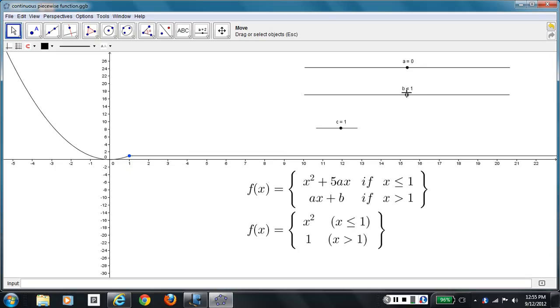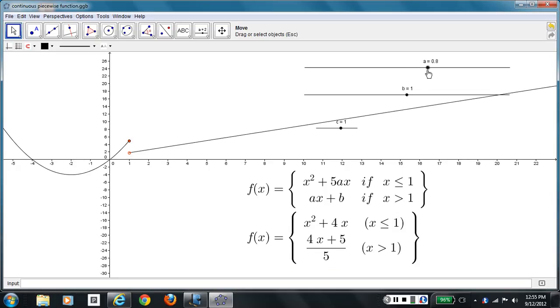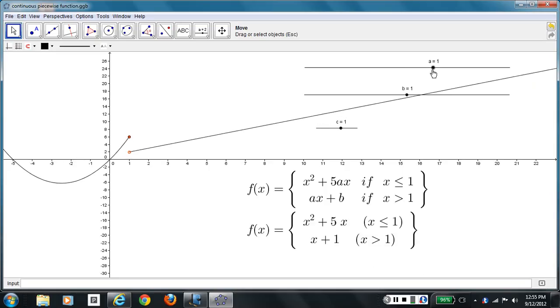Yes, there we go. So a equals 0, b equals 1, the pieces meet, and this particular function is continuous. We want a different function, but choosing a and b in such a way that it's continuous. What if a equals 1? If a equals 1, what would b have to be in order to make it continuous?